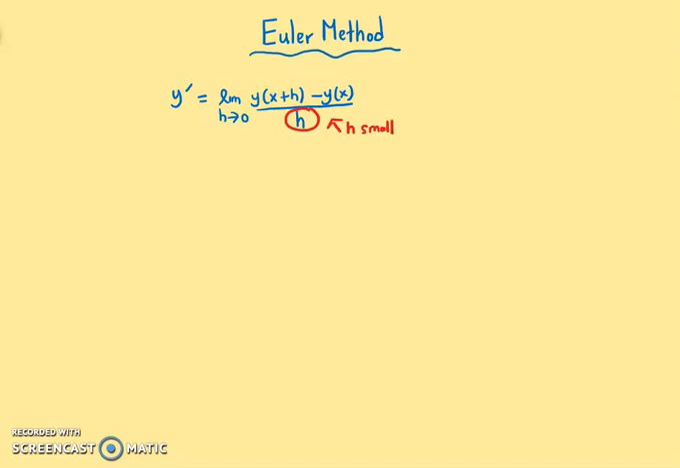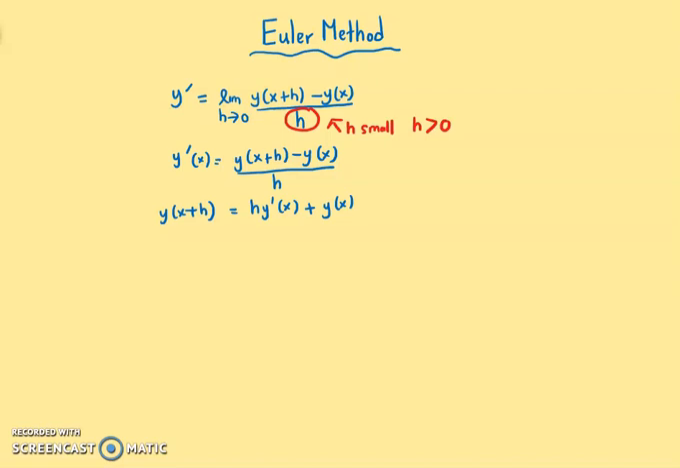also h must be greater than 0 but small, the following equation can be written. I'm ignoring the limit here, I'm just taking it out. Now rearranging this equation, I have y of x plus h equals h y prime of x plus y of x.